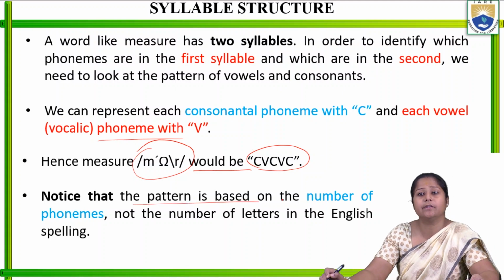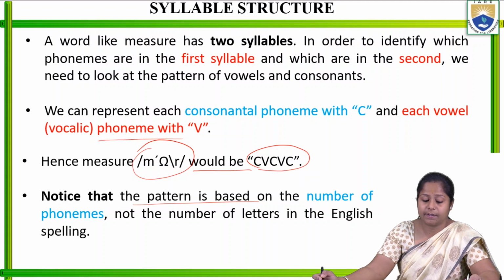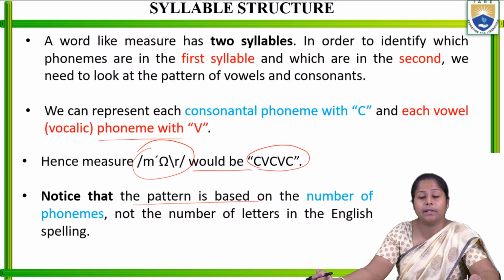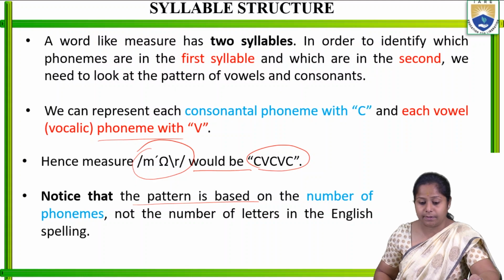Notice that the pattern is based on the number of phonemes, not the number of letters in the English language. English spelling is different. When we discuss syllable structure, it is with respect to the phonemes used in the transcript, the sounds made by the speaker, so it is classified on the basis of phonemes only. That is very easy.